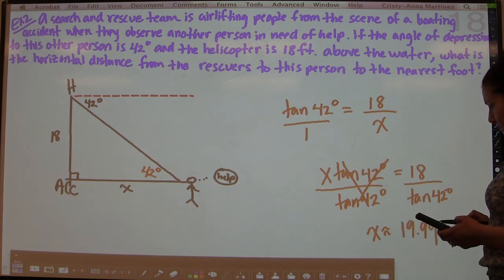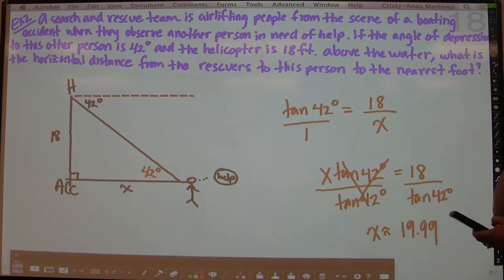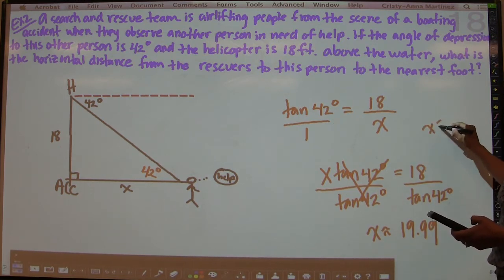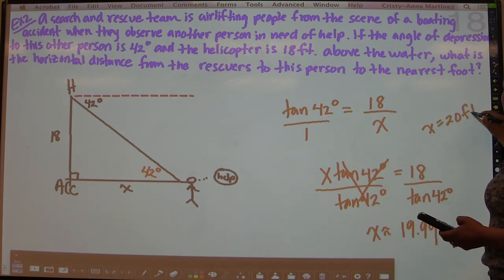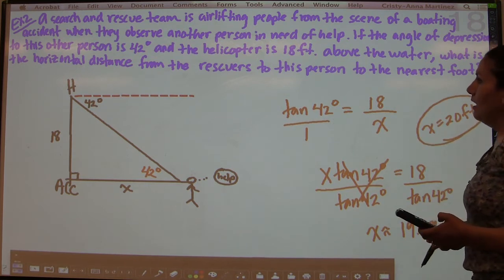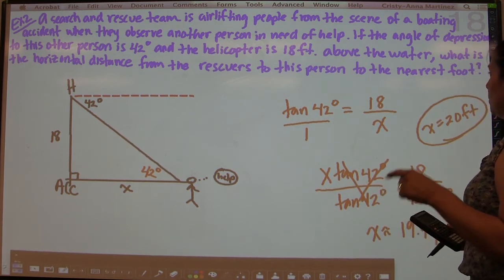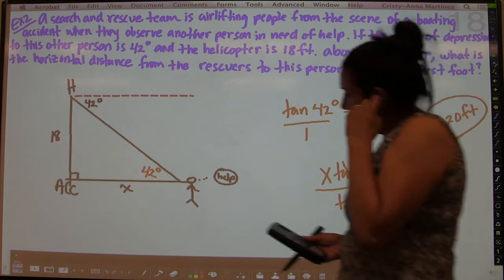Waiting on my pen here. But we're going to round that up to 20 because they want it to be the nearest foot. So 20 feet. All right. The horizontal distance between the rescuers and the person that needs help is 20 feet.